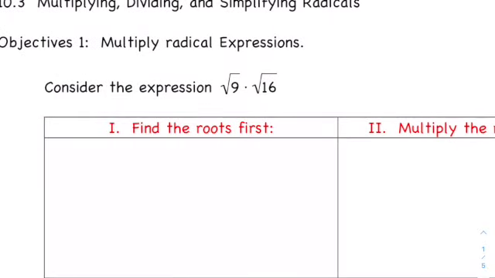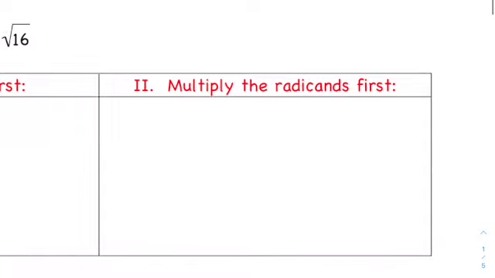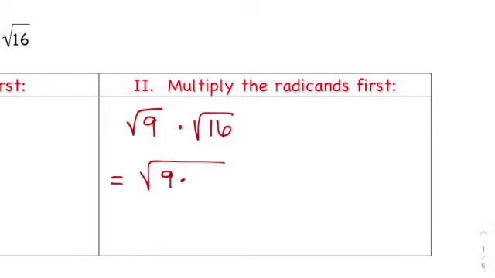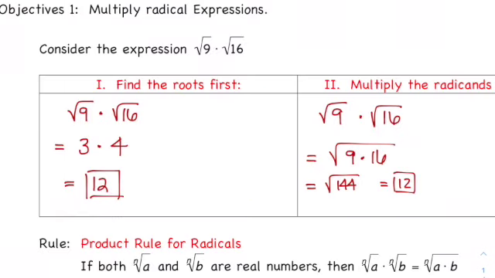So if you have square root of 9 times square root 16, find the roots means square root 9 is 3 times square root of 16 is 4, and the answer will be 12. And that is the first way. Second way is multiply the radicands first. So square root 9 times square root 16, and you're going to multiply them together. So square root of 9 times 16. And 9 times 16 equal to square root of 144, and square root 144 equals 12. So there's two ways of doing it.